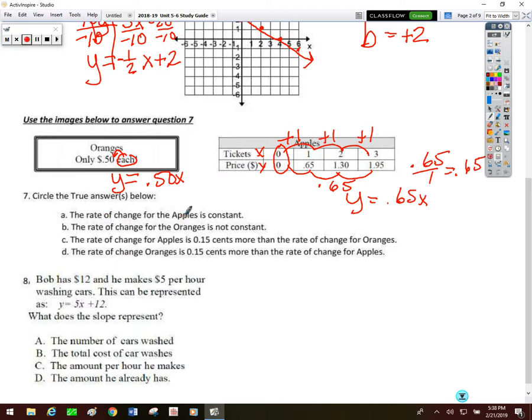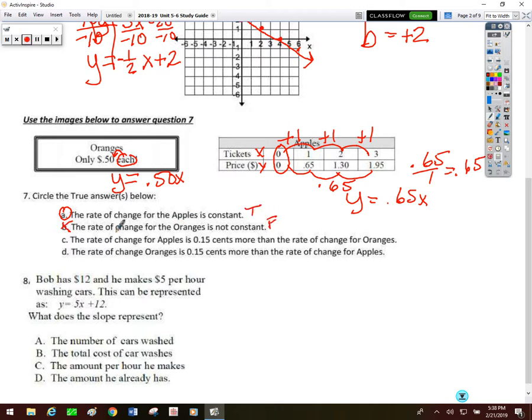All right, so let's compare. The rate of change for apples is constant. Well, every time I buy an apple, what happened? It went up 65 cents. So that's true. The rate of change for oranges is not constant. Well, look right here. Every time I buy an orange, I'm going to spend 50 cents for every orange. Well, that's false. Okay, so this is true.